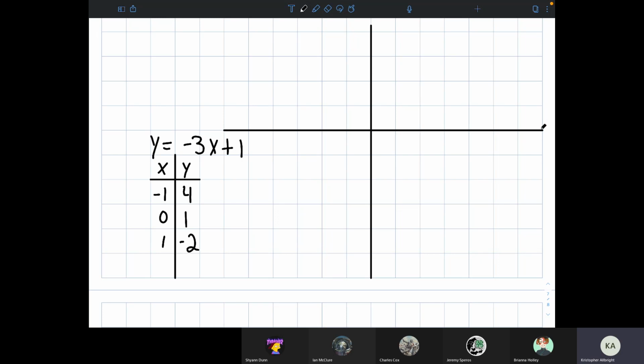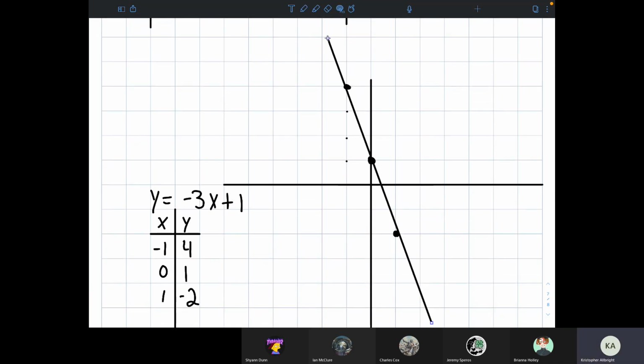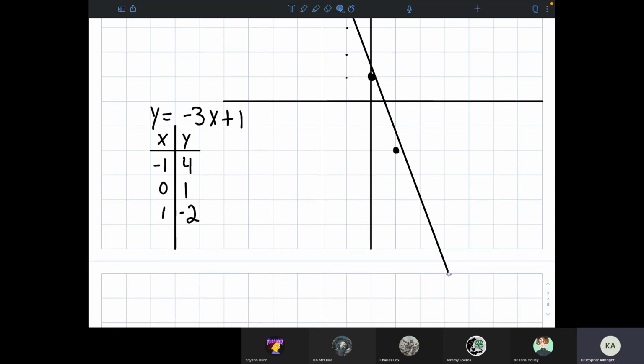So negative 1, 4. Remember, we go left and right and then up and down. 0, 1. And then 1, negative 2. So we draw our line through all these, and we are good to go. We have our graph.